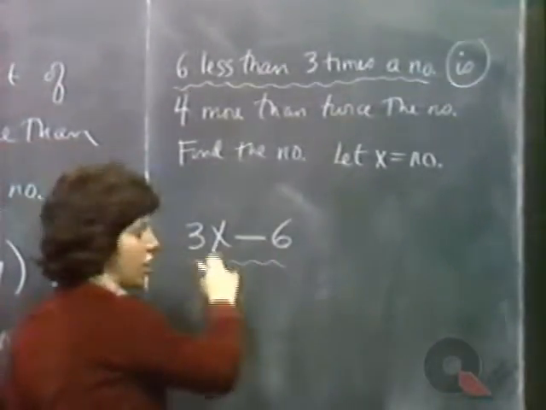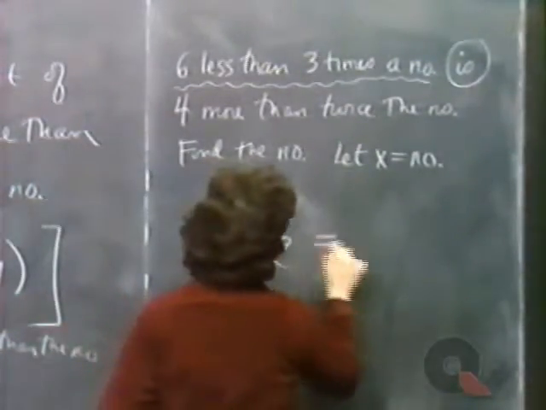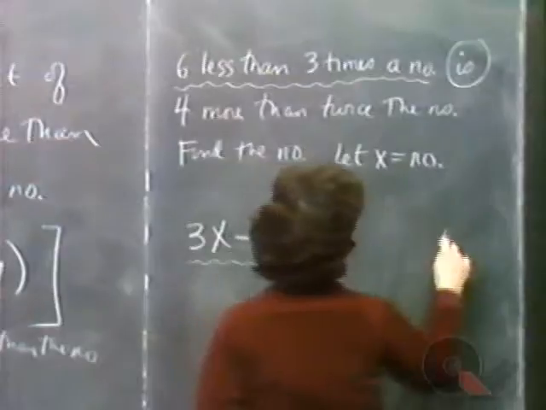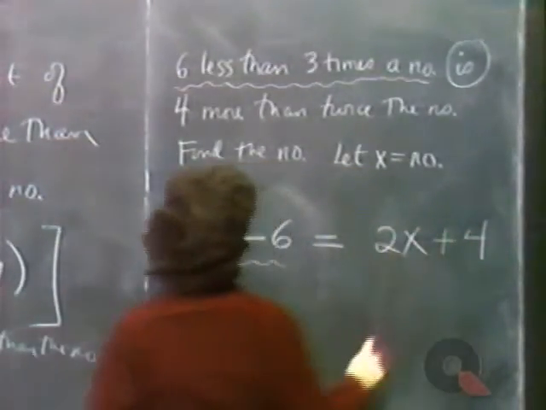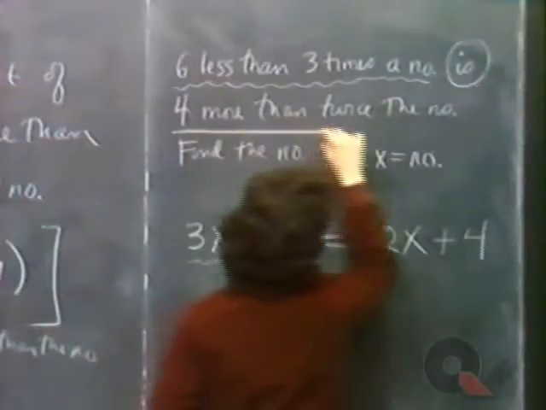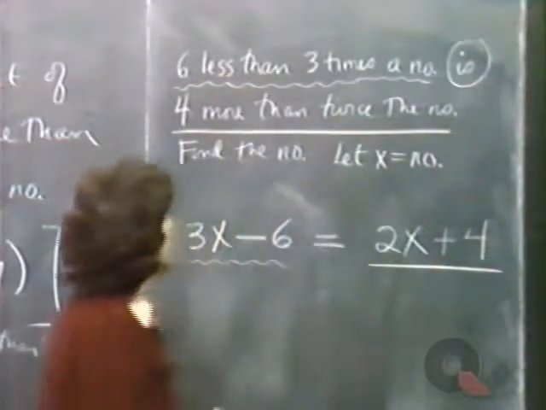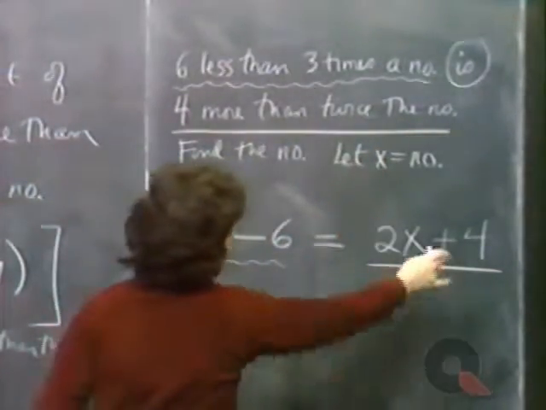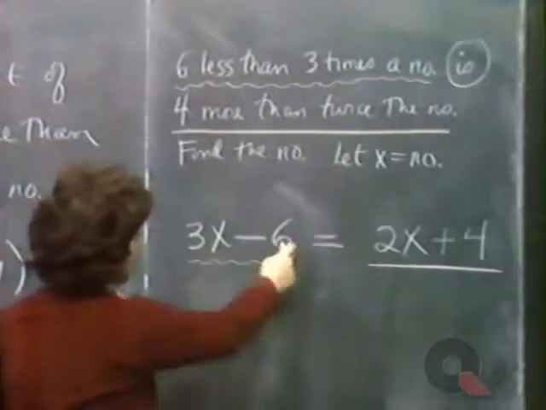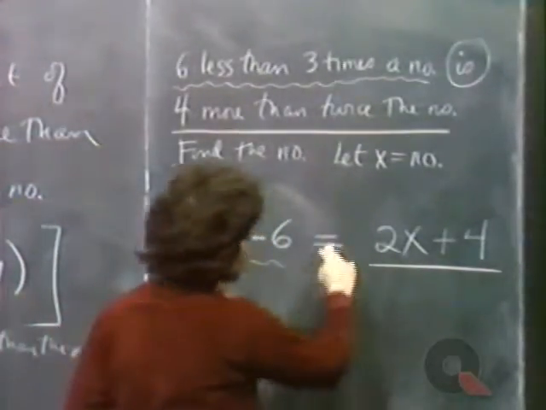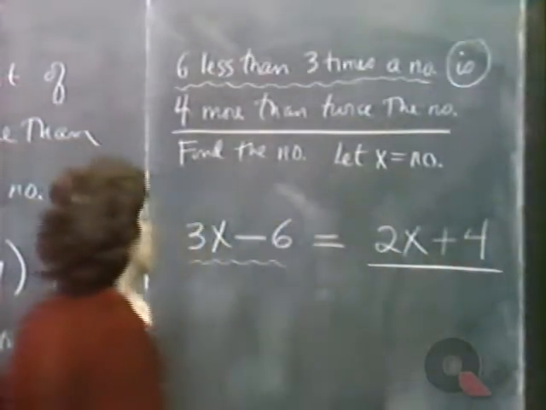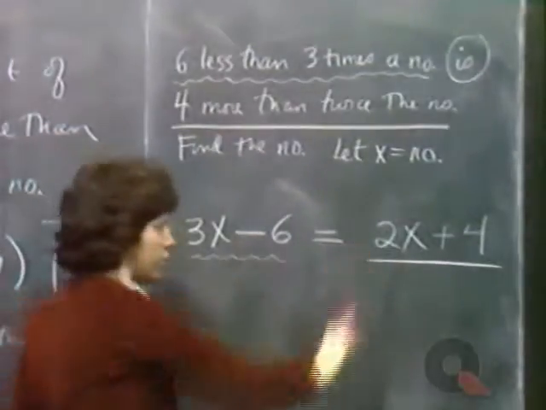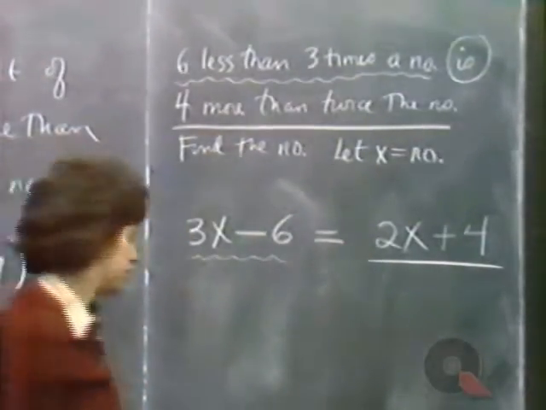6 less than 3 times the number is equals 4 more than twice the number. 4 more. We're adding 4 to twice the number. Okay, this phrase here translates into that. The squiggly phrase translates into this. The underlined phrase into the 2x plus 4. 6 less than 3 times the number is equals 4 more than twice the number. Okay, we have now a nice first-degree equation, one variable here, and we're going to solve for x, and that'll give us the number.